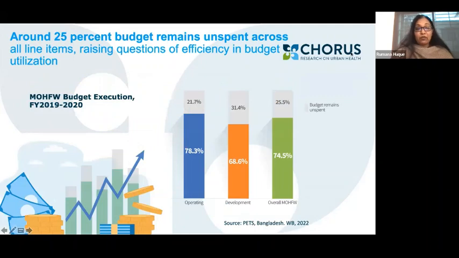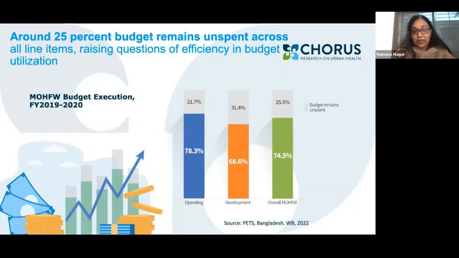So very briefly, I will share some findings from this public expenditure tracking survey. The survey showed that around 25% of the budget remains unspent across all the line items. There are two types of budget in Bangladesh. We do operating budget and development budget.